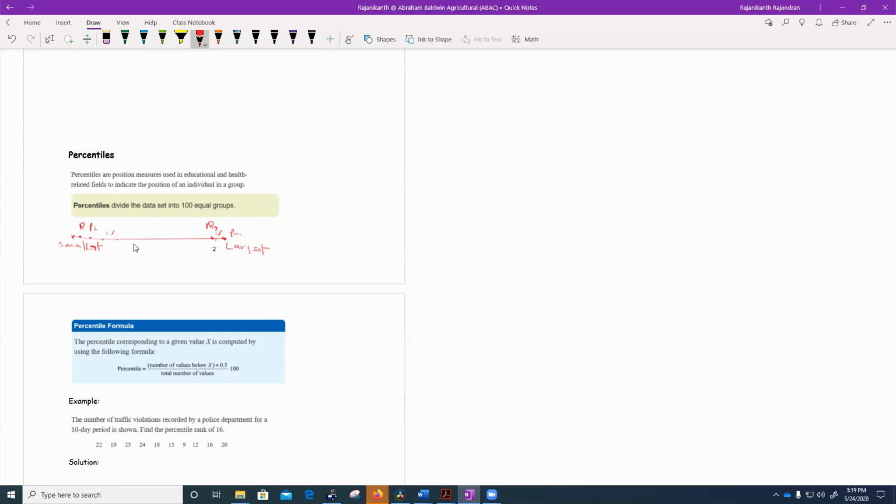Okay. So therefore, if you rearrange in order, you will get such a thing. So this is called the percentiles of the given data set. Now, for example, this value is my 99th percentile, right? So this data value is simply nothing but the 99th percentile.